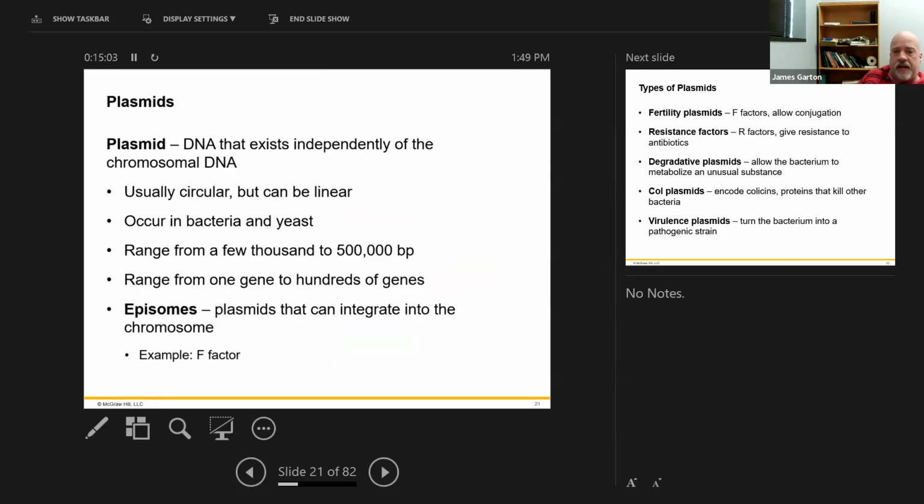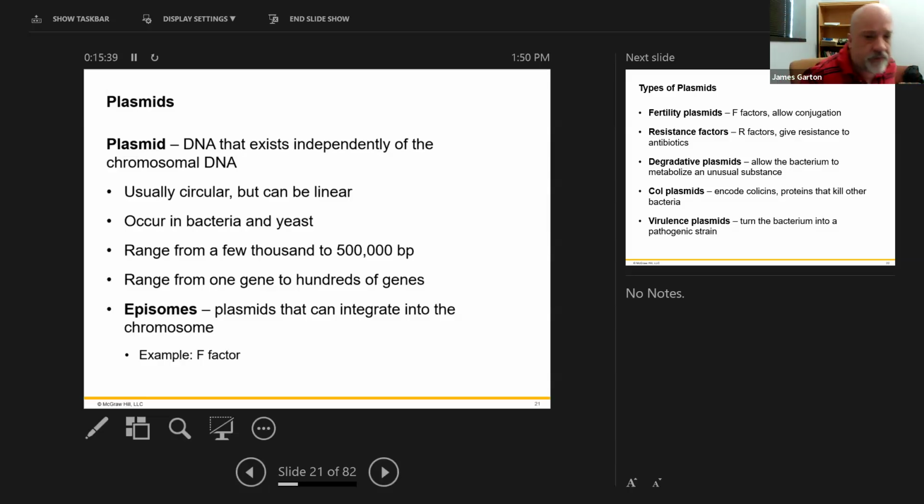A plasmid is a piece of DNA that exists outside of the chromosome, and it's usually a circle. All the ones I've ever worked with are circular. And it says they occur in bacteria and yeast. All of the ones I've ever worked with occur in bacteria. And they're not that big. Few thousand to 500,000 base pairs. All of the ones I've ever worked with were maybe 15, 20,000 base pairs.